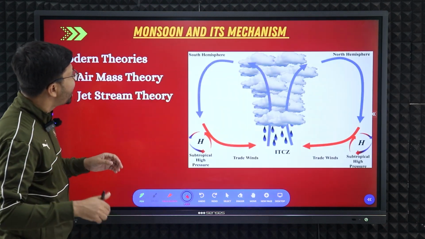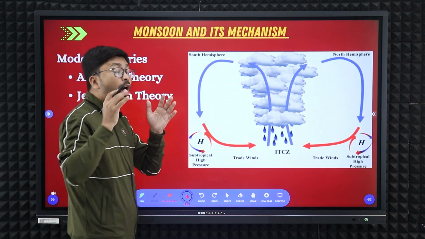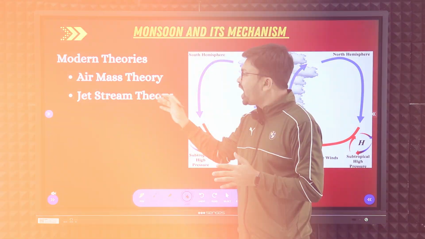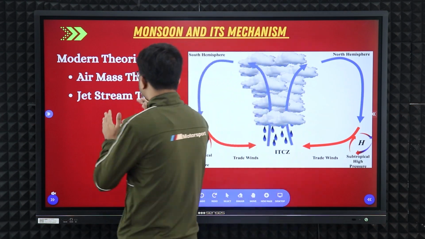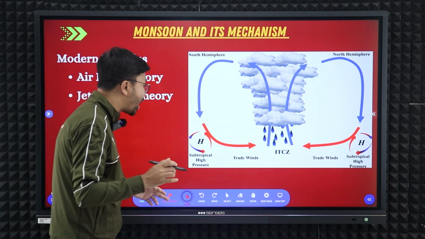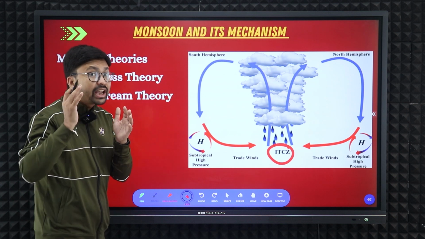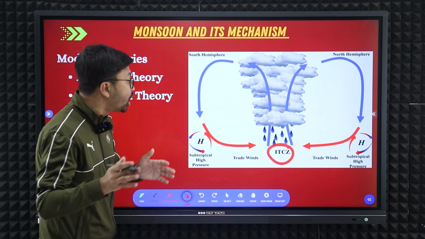Now let's go for the next important concept. Those are the modern concepts. What are those? That is the modern theories, air mass theory and jet stream theory. Now for the air mass theory, here you need to know about one concept, that is the ITCZ. What is ITCZ? That is the intertropical convergence zone. Now where is it located?